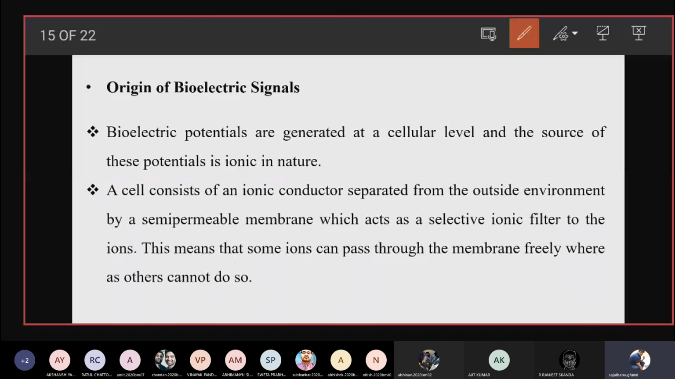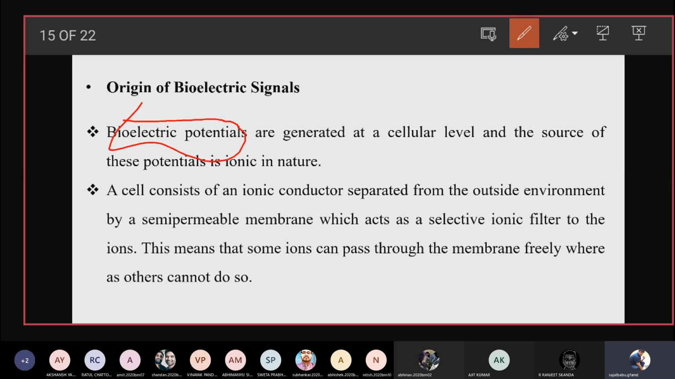So coming on to the origin of bioelectric signals. Normally these bioelectric signals, you may call them bioelectric potentials, are generated at your cellular level.